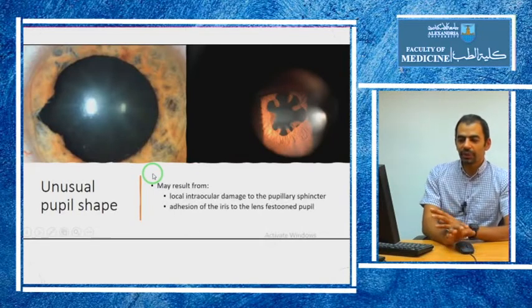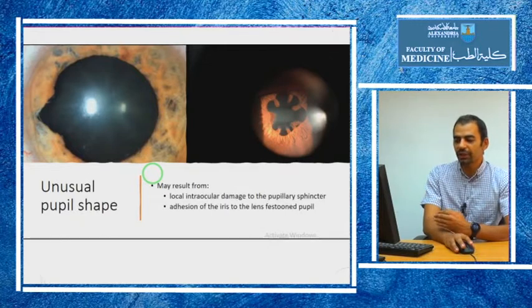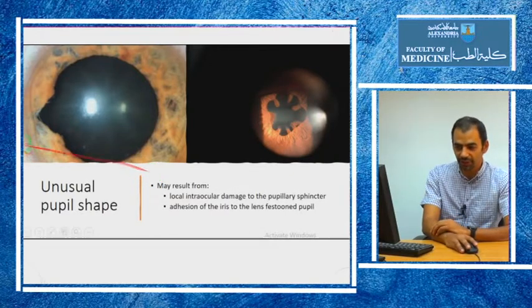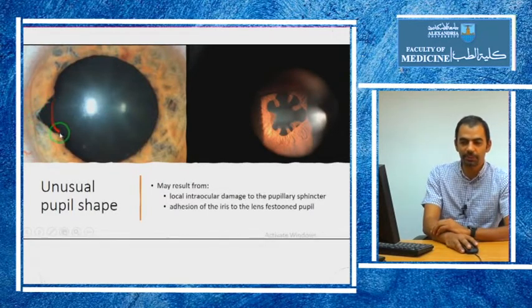So the first abnormality may be in the pupil shape. This usually results from a local intraocular damage to the pupillary sphincter. As we can see here, this patient sustained a blunt trauma to the eye and he had a tear to the sphincter pupillae muscle, giving rise to this abnormal shape of the pupil.